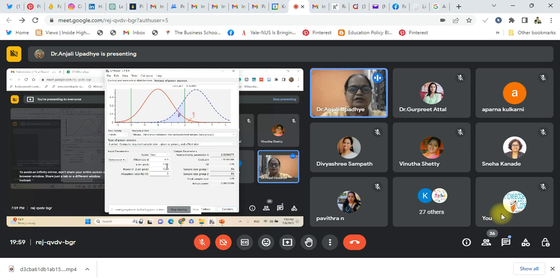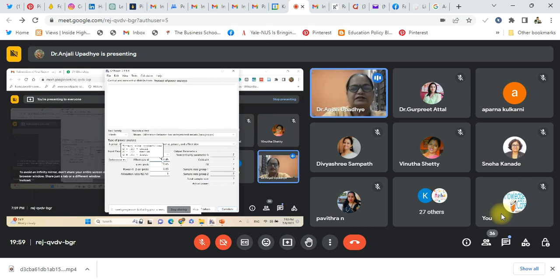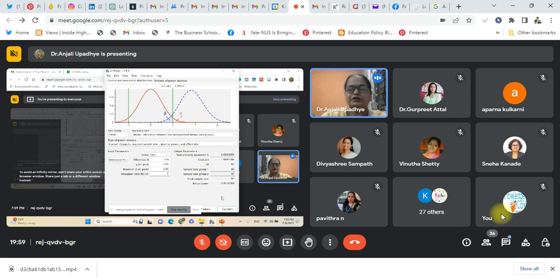Now suppose I change this power of test to 95%. Sample size naturally will increase. Okay. Suppose I take a higher effect size. Then again the sample size lowers. Okay, it is only 42. So in the first group 42 respondents are there. In the second group 42 respondents are there.